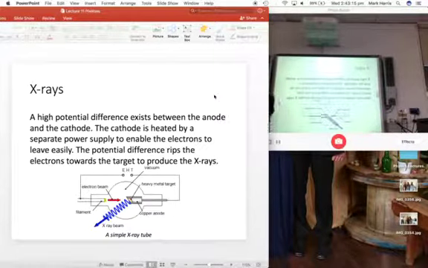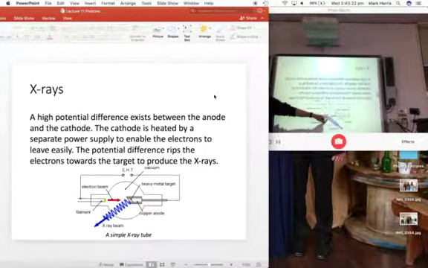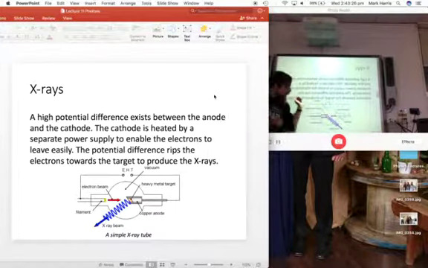It's going to be plus. We don't want it to be pushed away from it. We want it to be brought over. So plus. It's going to fly over. It's going to hit this bit here, and that's a heavy metal, and that is going to let out an X-ray.